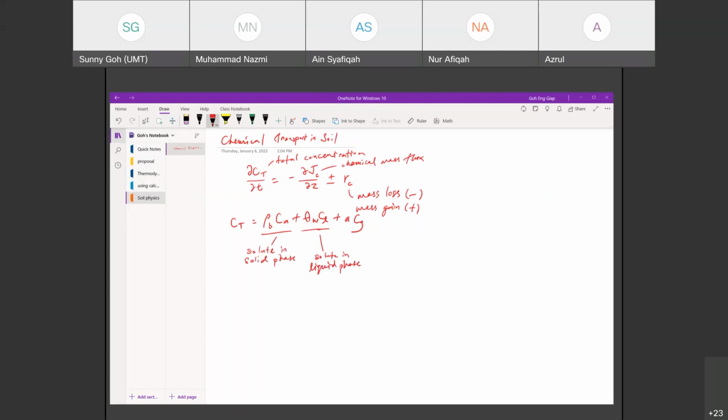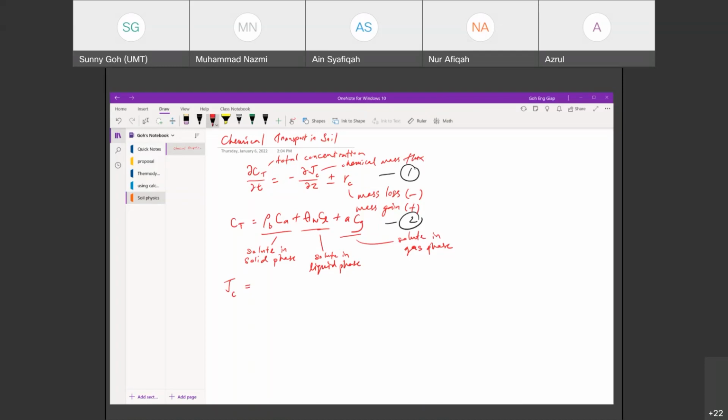Then you have a solute in gas phase, right? So here we have equation 1, all right? And then here we have equation 2, okay? Then now we'll look into JC. What is JC? The flux, okay? The chemical mass flux. So mass flux basically means movement, all right?